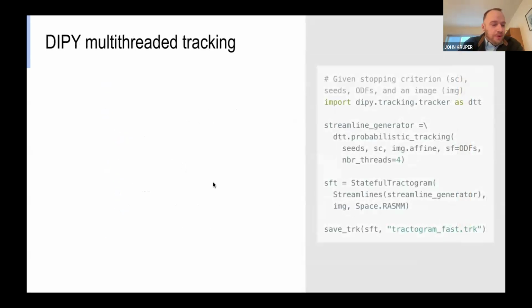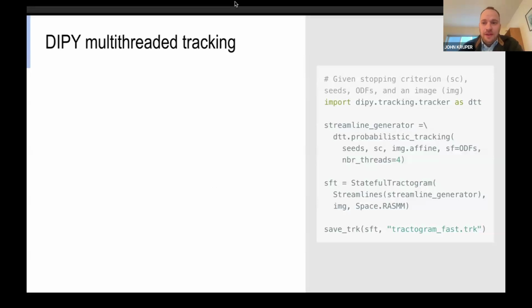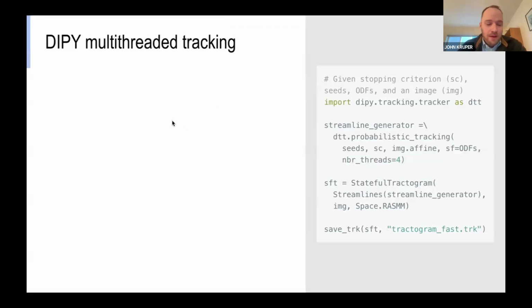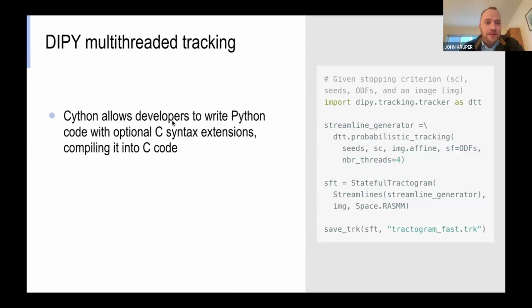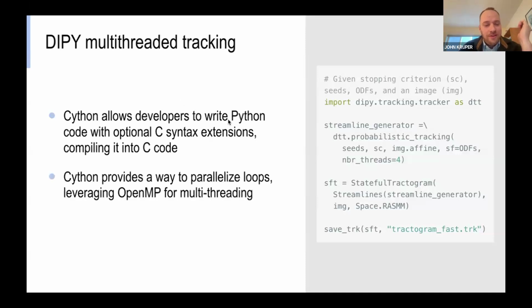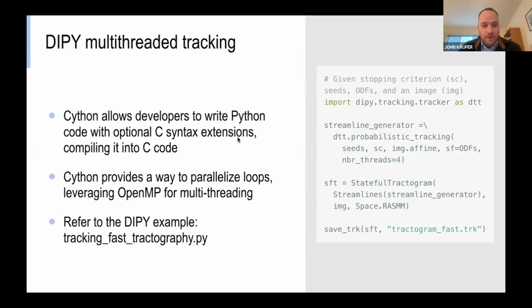All right, so in order to get an idea of how fast GPU Streamlines is and what you can do with it, I wanted to compare it to some of the existing implementations for tractography in the field. So first off, DIPy has implemented multi-threaded tracking using Cython, which allows developers to write Python code with optional C syntax extensions. This allows Python code to be compiled into C, which is very fast. You can read more about it at the DIPy website.